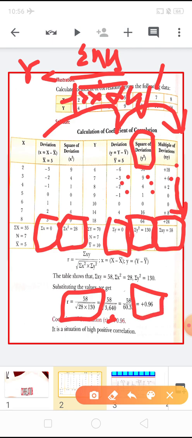So this 0.96 itself is the value of correlation, and this is called a high positive correlation because the value of high positive correlation lies between 0.75 and 1.